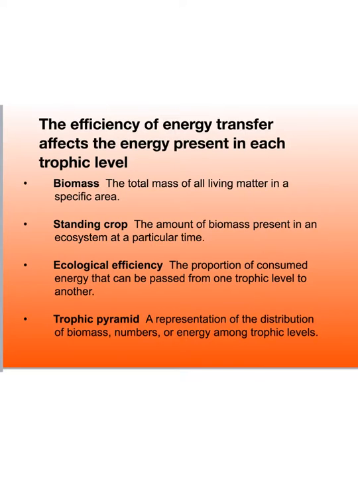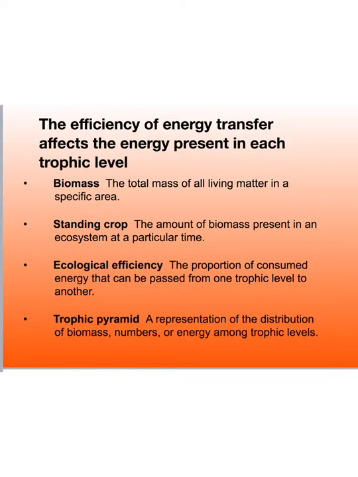Biomass is the total amount of mass of all living matter in a specific area. When we talk about a standing crop, that's the amount of biomass or living matter that's present in an ecosystem at any particular time. And we can actually look this up. There are numbers and people whose job it is to come up with these charts and figure out the biomass of certain ecosystems.